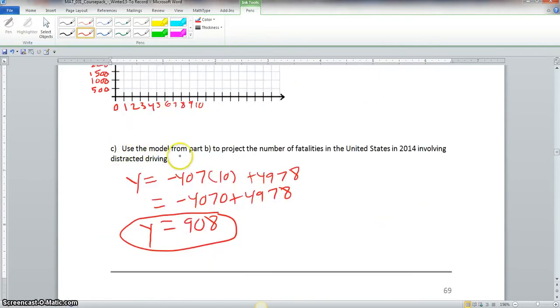And finally, C, it says use the model from Part B to project the number of fatalities in the United States in 2014 involving distracted driving. After we set up this problem and substituted in 10, we came up with 900.